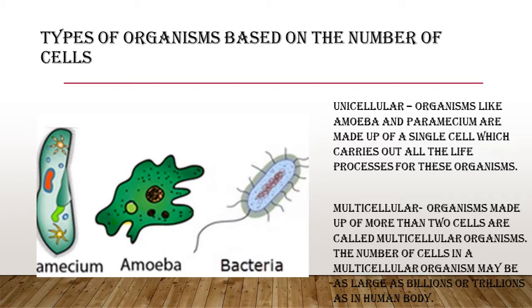The next category is multicellular organisms. Multi means many, more than one. Any organism which is made up of two or more cells will be considered a multicellular organism. These organisms may be large, and they may be microorganisms also, but the number of cells will be more than one. So unicellular organisms are made up of a single cell, and multicellular organisms are made up of two or more cells.